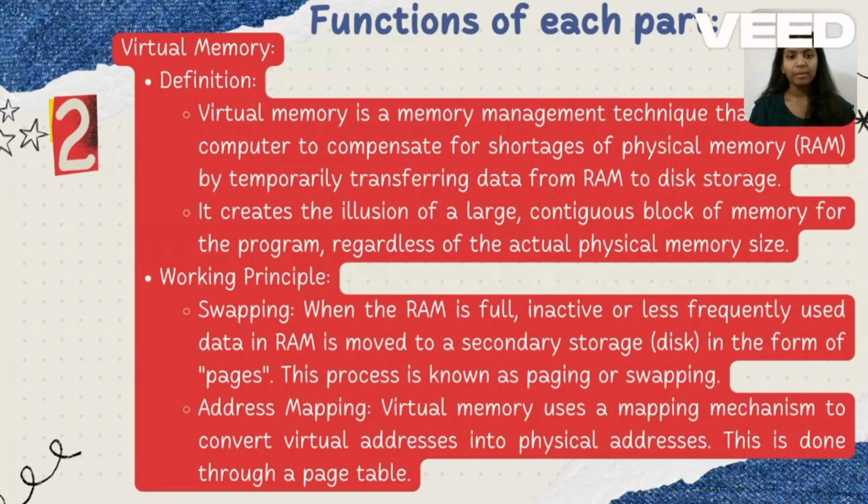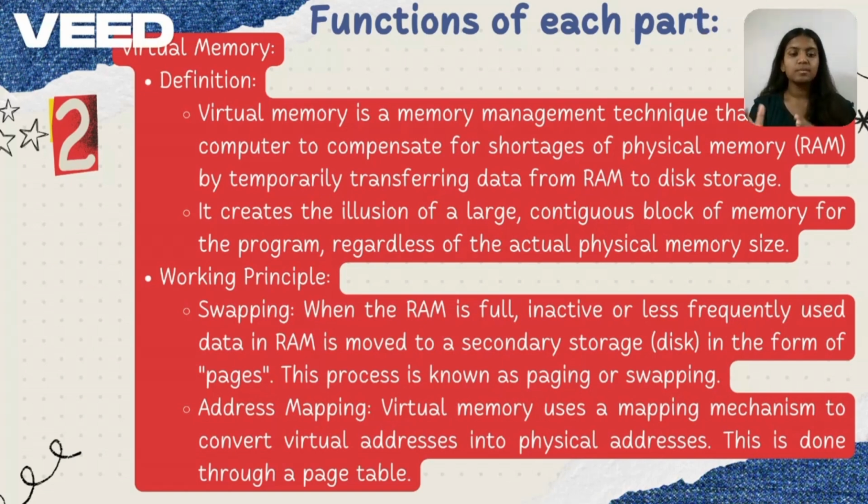First is swapping. When the RAM is full, inactive or less frequently used data in the RAM is moved to a secondary storage called the disk. It is moved in the form of pages. This process is known as paging or swapping. Next is address mapping. Virtual memory uses a mapping mechanism to convert virtual addresses into physical addresses. This is done through a page table.